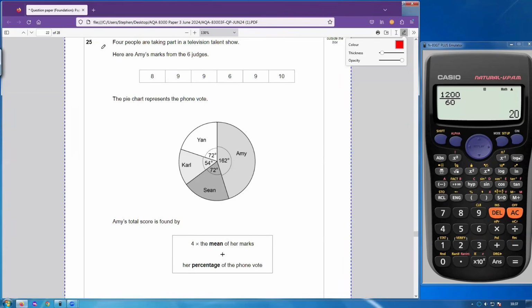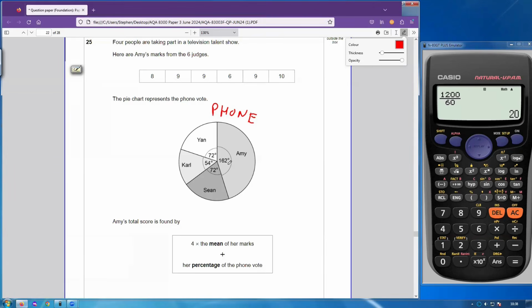Question 25. 4 people are taking part in a television talent show. Here are Amy's marks from the 6 judges. Okay, she gets marks 8, 9, 9, 6, 9, and 10. Not a 7 amongst them. The pie chart represents the phone vote. So this is the phone. Okay.